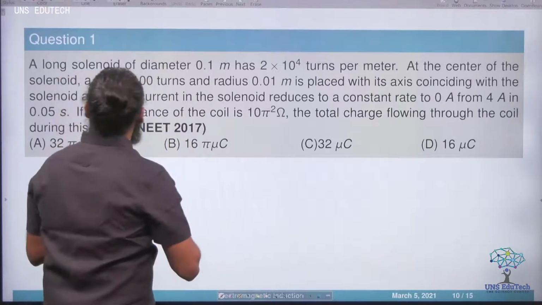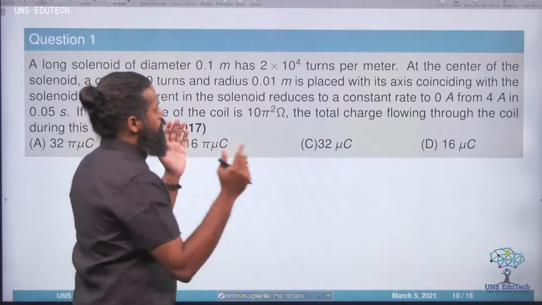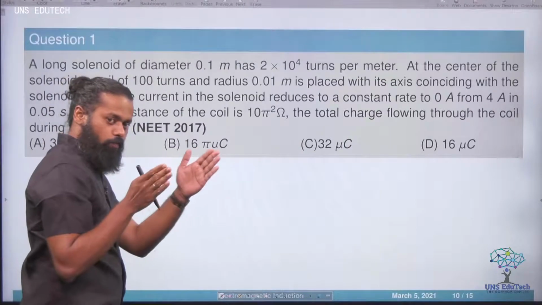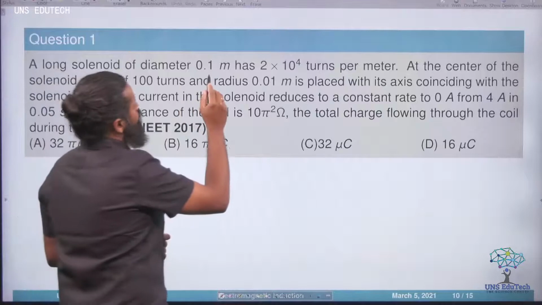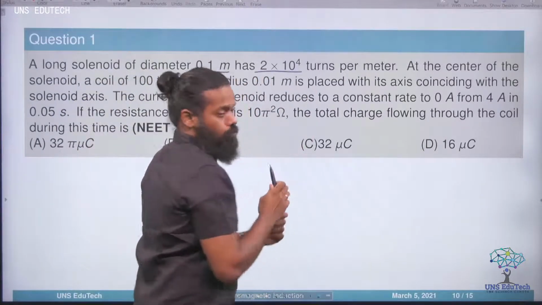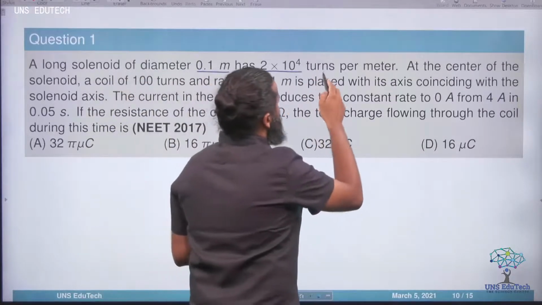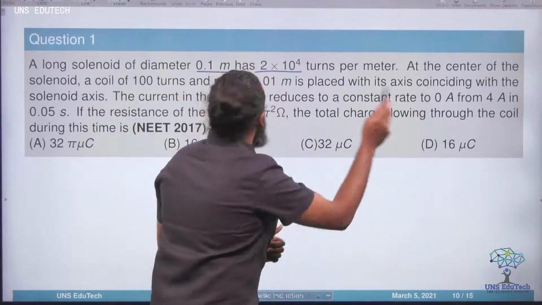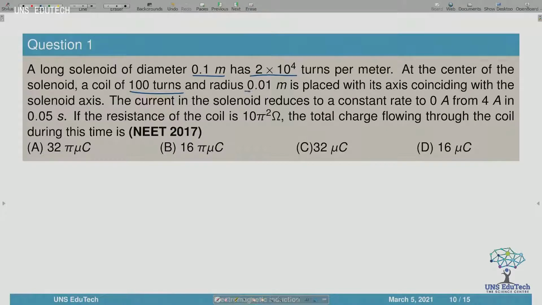Okay. Here, a long solenoid. A solenoid is nothing but, as we have seen, a coil wound in the form of a long rod. So here a long solenoid of diameter 0.1 meter has 2 into 10 to the power 4 turns per meter. Its diameter is given, then 2 into 10 to the power 4 turns per meter. At the end of the solenoid, a coil of 100 turns and radius of 0.01 meter is placed with its axis coinciding with the solenoid axis.